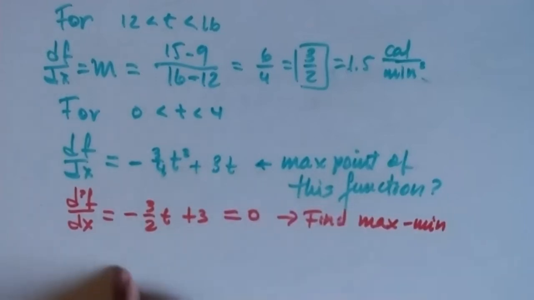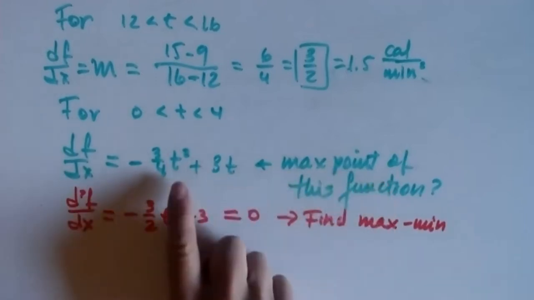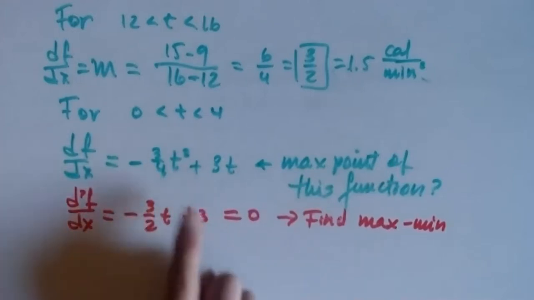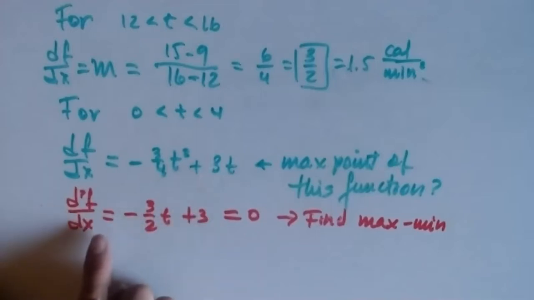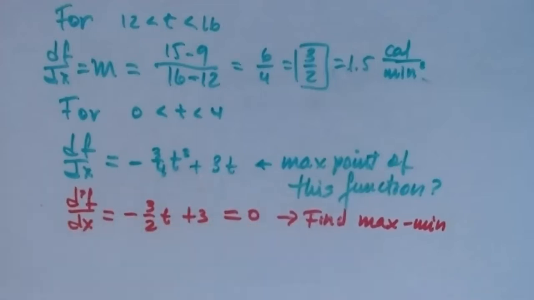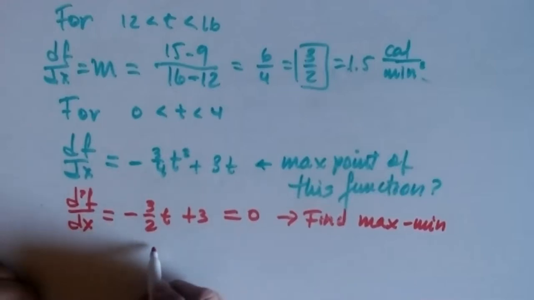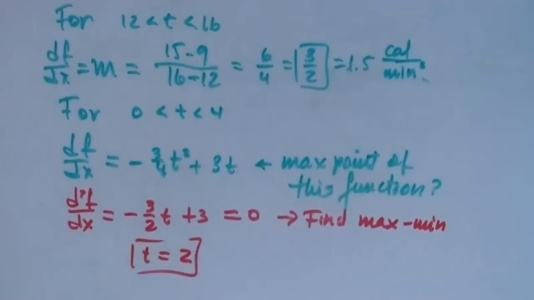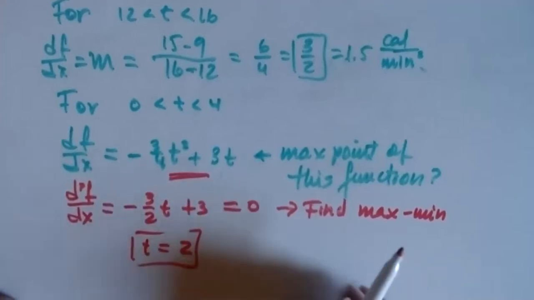At this point, I'm finding the max or the min for this function, correct? It's the second derivative. To find the max of this one, I have to take the derivative of this, right? It's the second derivative of f, and solve to 0. This is going to be how much? t equals 2, correct? So this is going to be 0 for t equals 2.